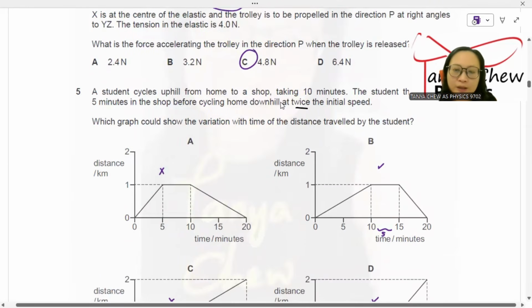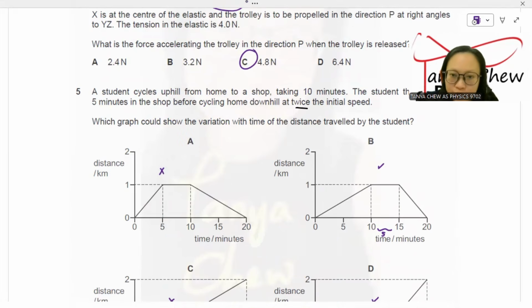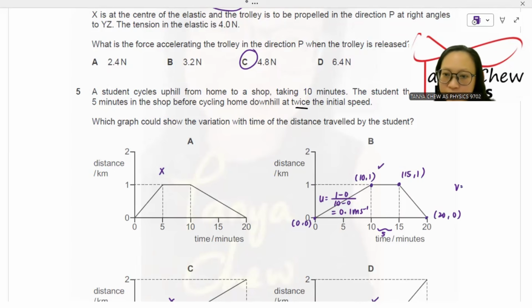Now, the last part, cycling downhill with twice the initial speed. So you have to find the initial speed first. I get 2 values here. This is 10, 1. This is 0, 0. I get my initial speed first: 1 minus 0 over 10 minus 0. I get 0.1. And then this is 15, 1, this is 20 and 0. So my final speed would be 1 minus 0 over 15 minus 20. I get 1 over 5, which is negative 1 over 5, which is negative 0.2.